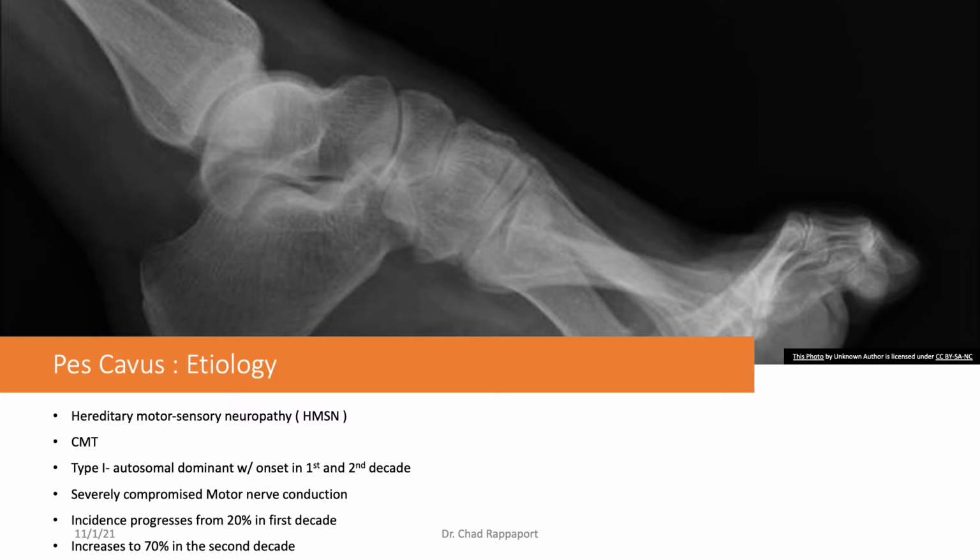There are two types of Charcot-Marie-Tooth. Type 1 is an autosomal dominant inheritance pattern with the onset typically within the first 2 decades of life. It causes severely compromised motor nerve conduction, and its incidence progresses from 20% in the first decade to 70% in the second decade. So these patients are affected severely and early.